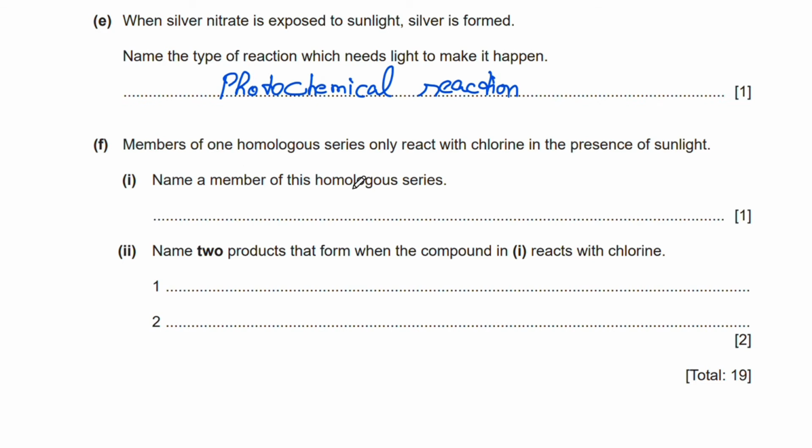Members of one homologous series only react with chlorine in the presence of sunlight. Name the member of the homologous series. So this is an example of a substitution reaction. Here you can write alkane. In alkane you can write any one. You can write methane, as well as ethane.